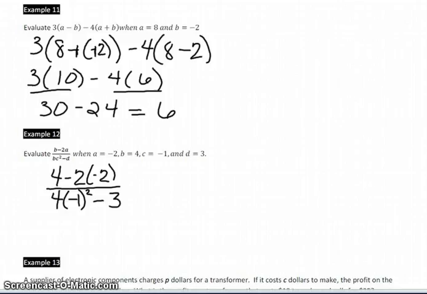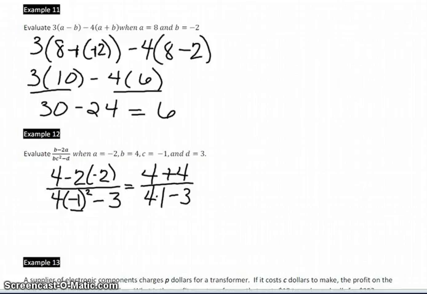When you're dealing with a fraction, it's the same as having parentheses around the numerator and the denominator. You do them separately and follow the order of operations in the numerator and follow the order of operations in the denominator. So just looking at my numerator, I have 4, and then negative 2 times negative 2 is 4. So I have 4 plus 4 for my numerator. In my denominator, I need to take care of my exponent first. So I'm going to have 4 times 1, because negative 1 times negative 1 is a positive 1, minus 3.